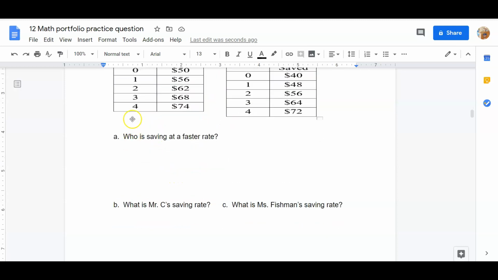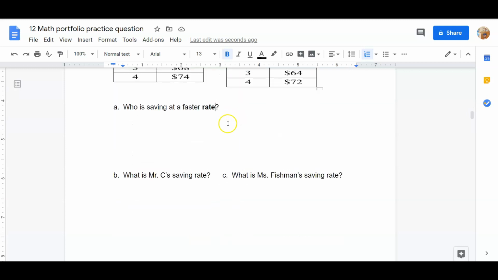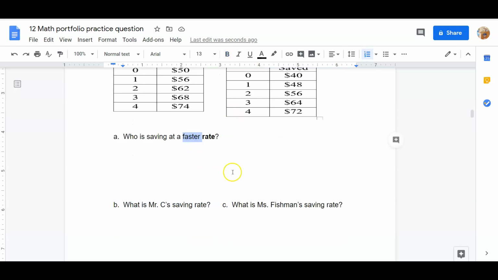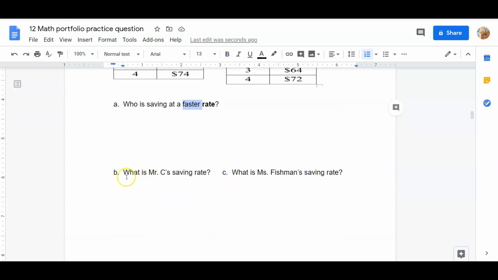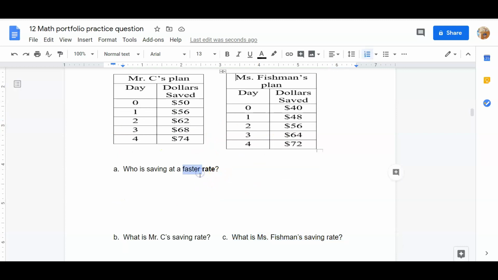So we need to figure out who is saving at a faster rate, and what this word rate means is who's saving money faster. When they ask you for a rate, it's the change. What's the constant change? Meaning, how much money are they adding each day? So who's saving faster means who's saving more money. And what is Mr. C's saving rate and what is Ms. Fishman's saving rate? So we need to find the individual saving rates and decide who's saving faster.